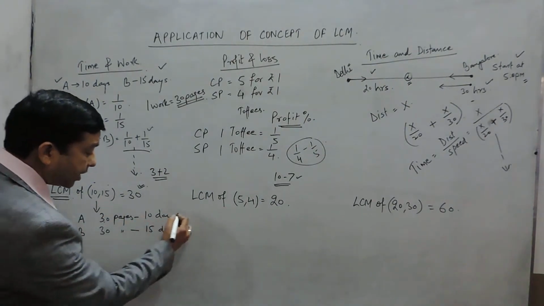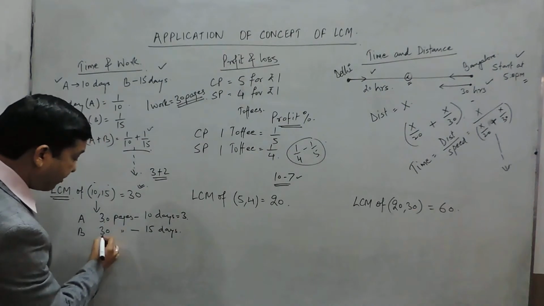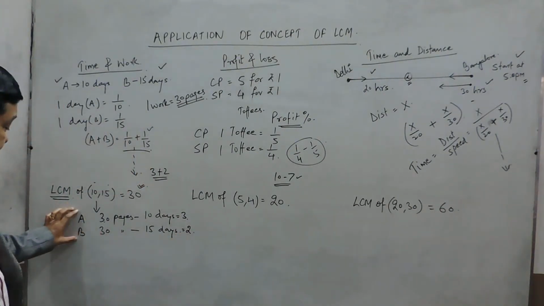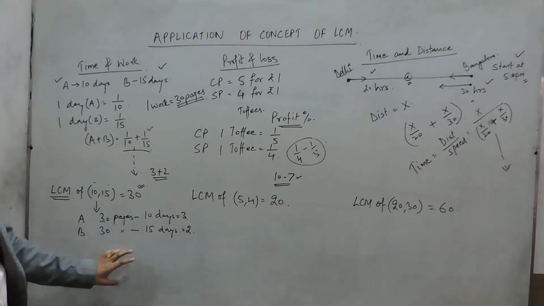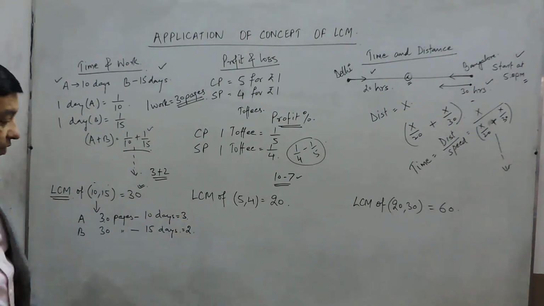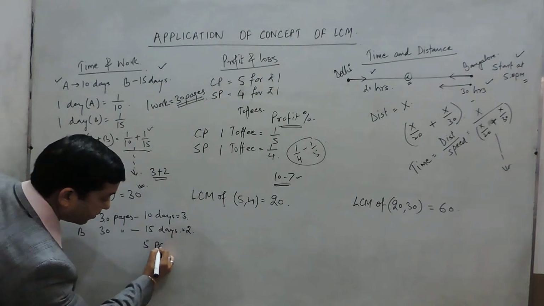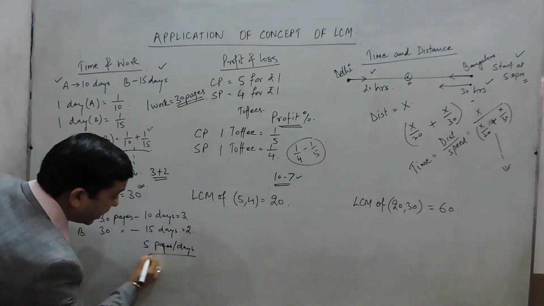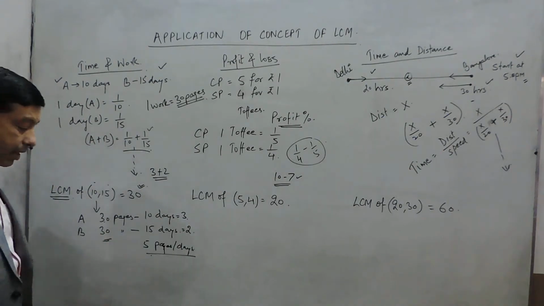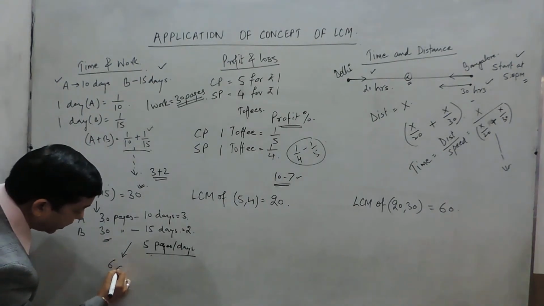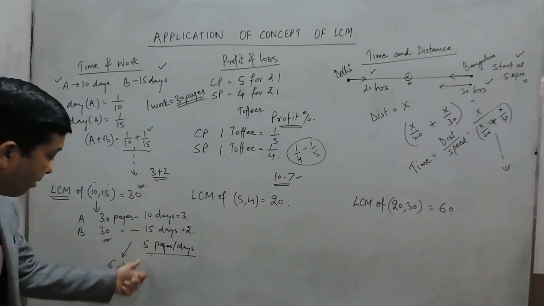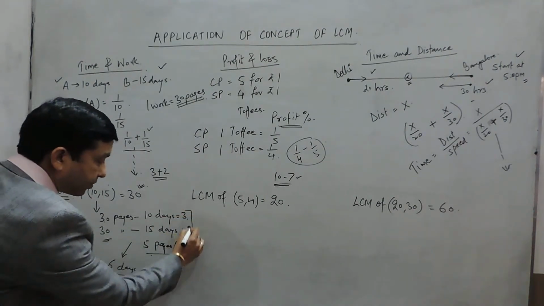We know 30 pages in 10 days means 3 pages per day. We know 30 pages in 15 days means 2 pages per day. So if A and B are working together, they write 3 and 2, that is 5 pages per day. And if they write 5 pages per day and have to write a total of 30 pages, they will complete the work in 6 days. So here we were adding the fractions, but now we are adding the numbers.